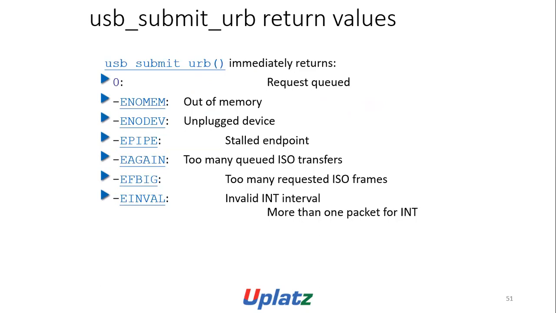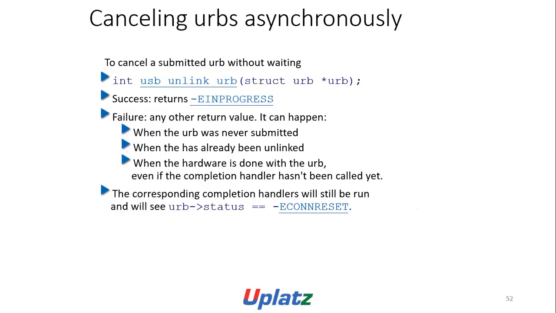usb_submit_urb return value. usb_submit_urb immediately returns 0 when the request is queued. Errors: -ENOMEM, out of memory; -ENODEV, device unplugged; -EPIPE, stalled endpoint; -EAGAIN, too many queued ISO transfers; -EFBIG, too many requests for ISO frames; -EINVAL, invalid interval, or more than one packet in it.